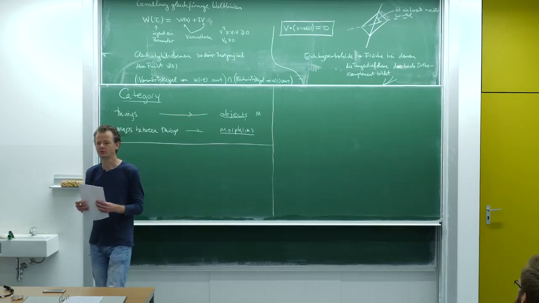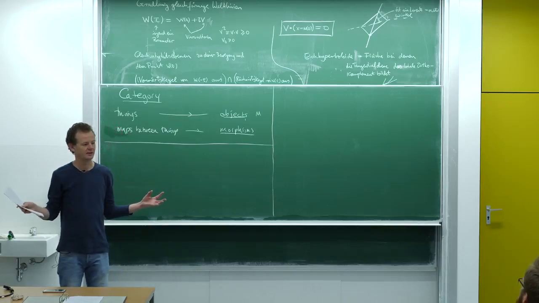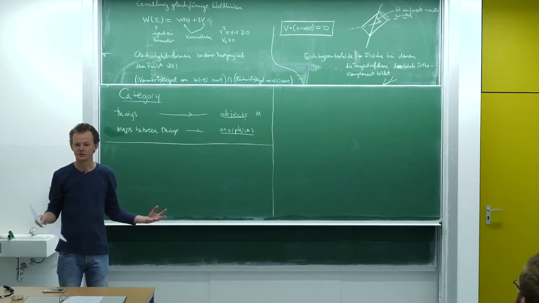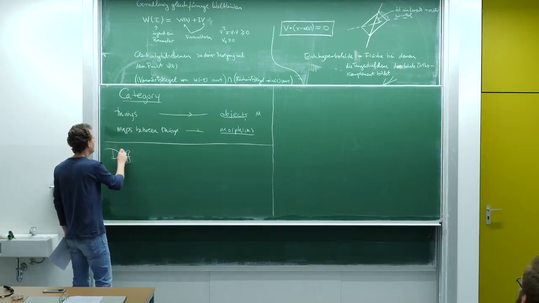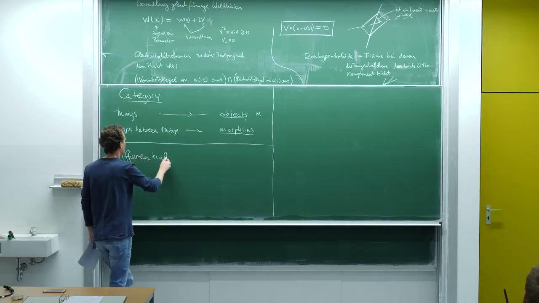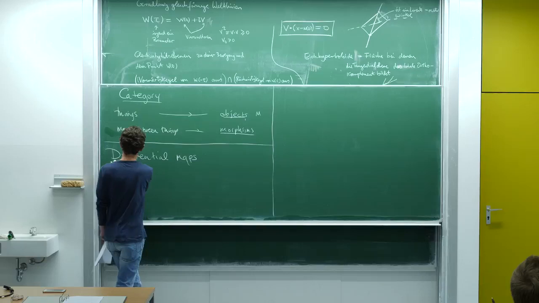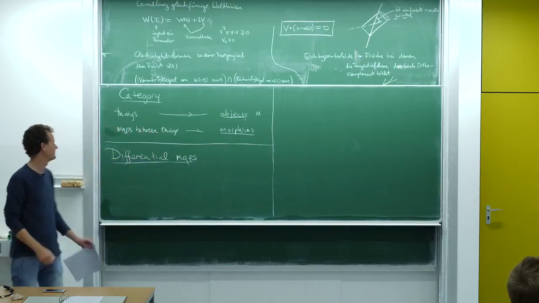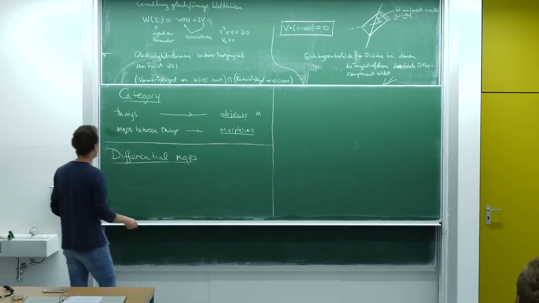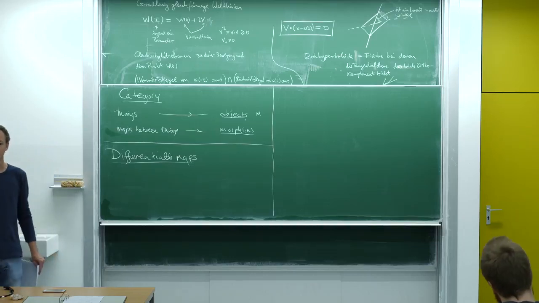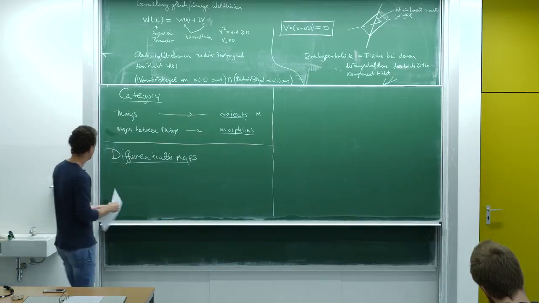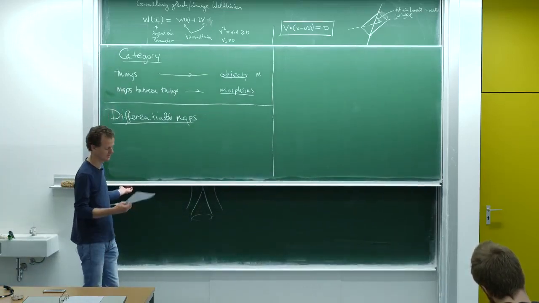And once we've set our language, once we've set the landscape of objects that we're going to talk about and the maps between them, then we can start to derive consequences and learn about these things. So that's why today's topic is that of differentiable maps. These are the morphisms that we're going to allow between our objects, the maps. We're not going to allow arbitrarily crazy maps, we're going to allow differentiable maps.